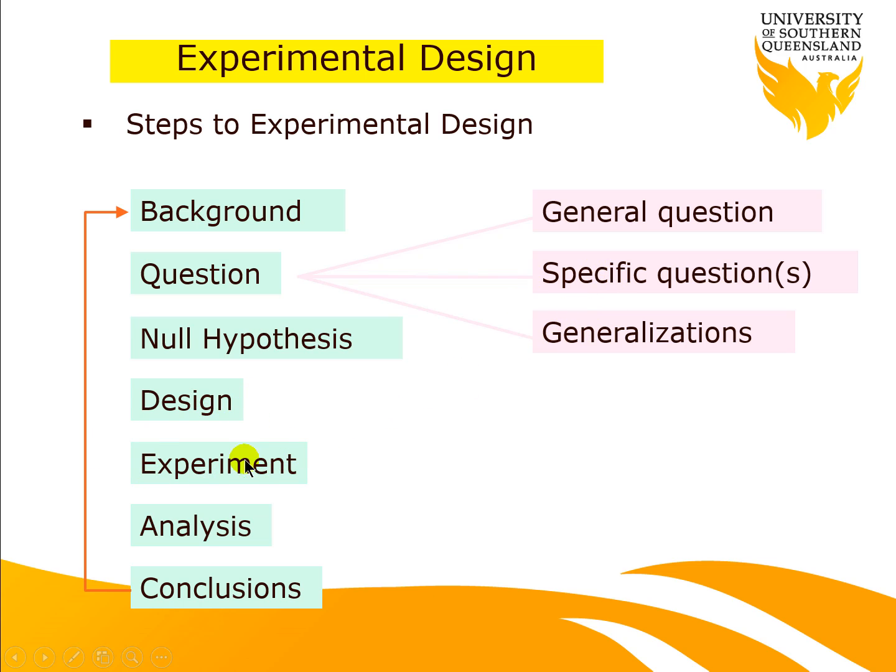Then you run the experiment and collect the data, and hopefully everything goes perfectly well, but most of the time something crops up that was unexpected. And this again may need you to either drop one of your questions or reframe one of your questions. And so again, we're looping back to the start and then coming through again.